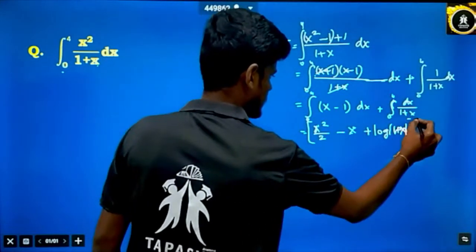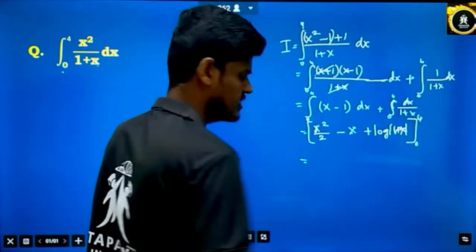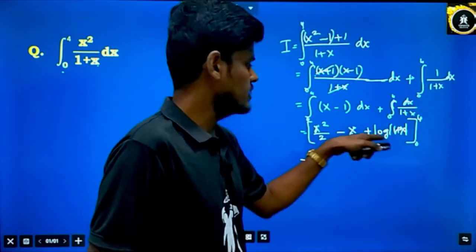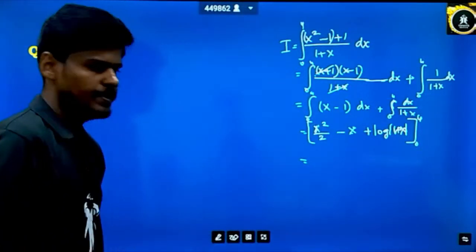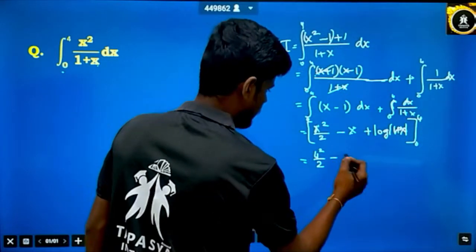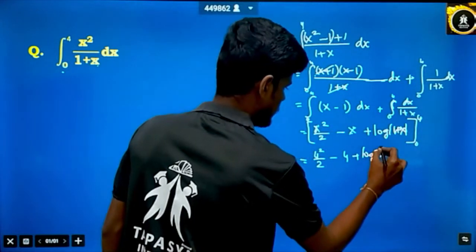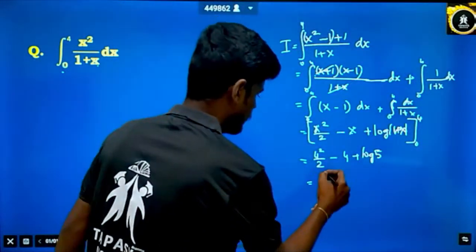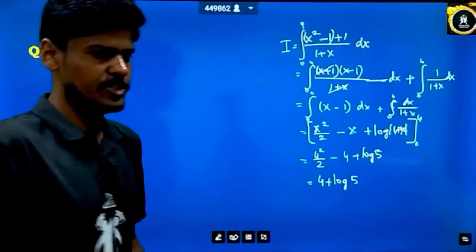Now this is the answer, so we have to apply the limit between 0 to 4. When we apply 0, we get 0 by 2, 0 minus 0 plus log 1, that is also 0. That means when we apply the lower limit, all terms become 0. When we apply the upper limit, we get 4 square by 2 minus 4 plus log of 1 plus 4, which is 5. So we got 4 square is 16 by 2, 8 minus 4 is 4, 4 plus log 5. This is the answer. Clear? Easy questions?